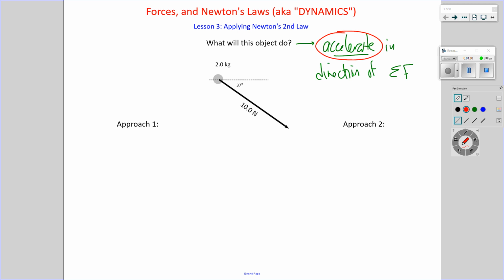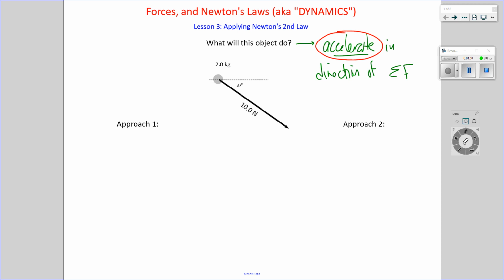This object, this 2 kilogram mass, will not, by definition, move this way. We have no idea what direction this object is moving right now. It might be moving in the opposite direction of that and slowing down. It might be moving in this direction and speeding up. It might be moving in some totally different direction and both speeding up and changing direction, or slowing down and changing direction. But all we know for sure is that this object will accelerate in this direction, in the direction of this 10 Newton force.